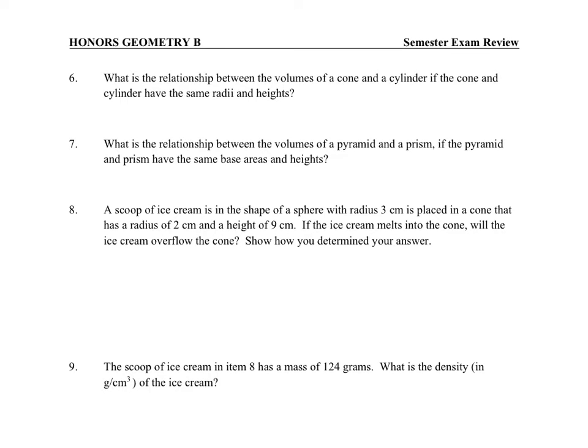Question 6 says, what is the relationship between the volumes of a cone and a cylinder if the cone and cylinder have the same radii and heights? Well, the volume of a cone is 1/3 the area of the base times the height. The volume for a cylinder is the area of the base times the height. Well, the area of the base for a cone and a cylinder is going to be pi r squared. And since we know that they both have the same radii and the same height, we know that the area of the base times the height is going to be the same.